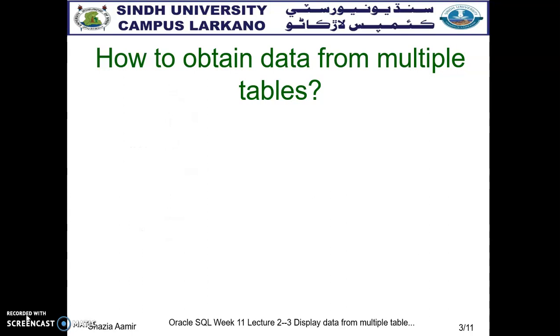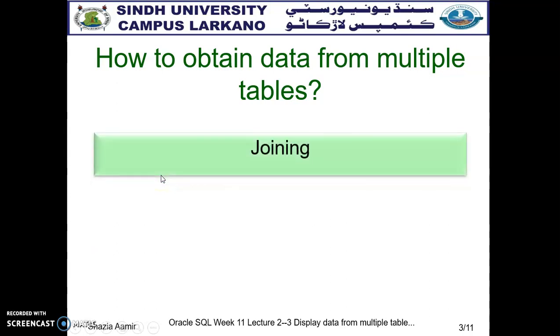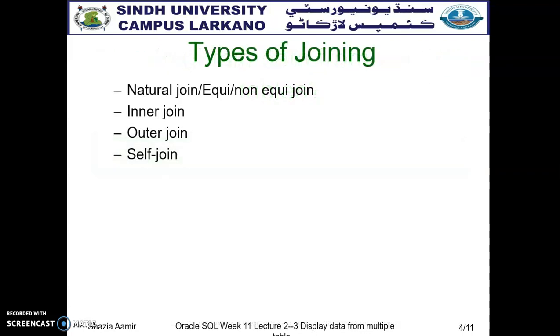How do we obtain the data from multiple tables? Simply, the answer is through joining. What is joining? Joining is the process of getting the data from multiple tables, and the result will be displayed in a single table. There are a few types of joining: natural join, equi-join, non-equi-join, inner join, outer join and self-join. First of all we will discuss what natural join is.